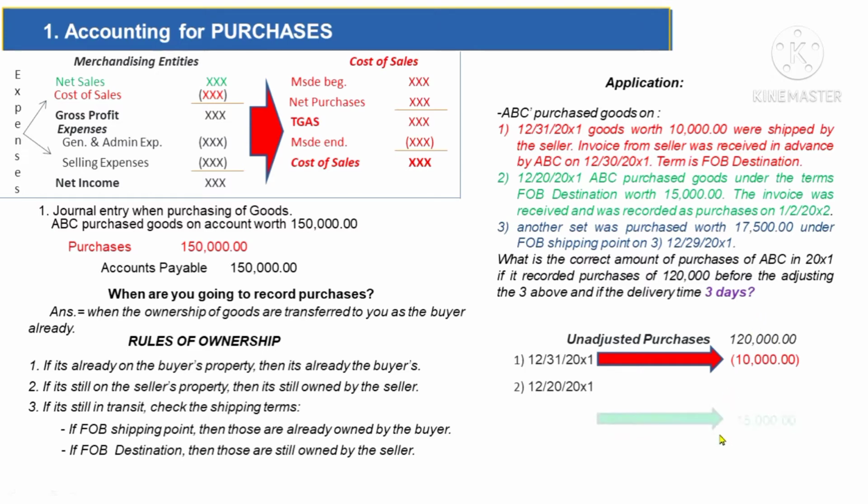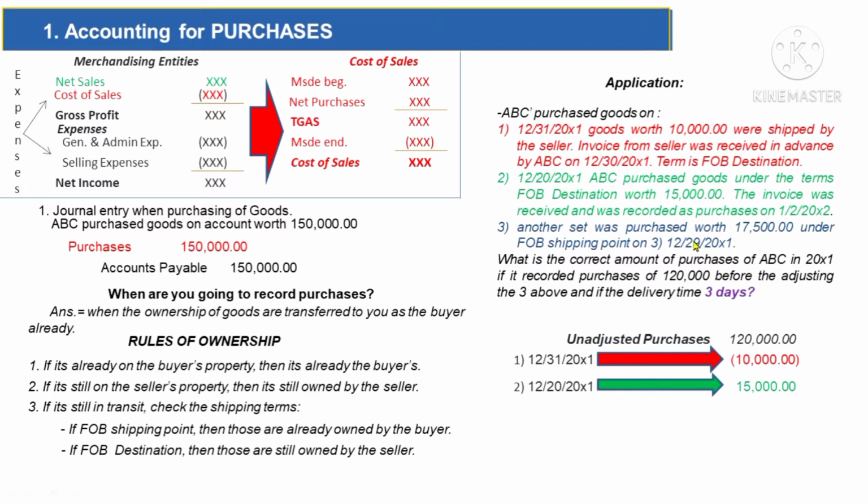So we need to add it here. Now let's go to number 3. And in number 3, as you can see, the goods are shipped only on 12/29/20X1, which means that the goods are still in transit on 12/31/20X1 or the year end. But since it is under FOB shipping point, then these are already valid purchases of ABC in 20X1.